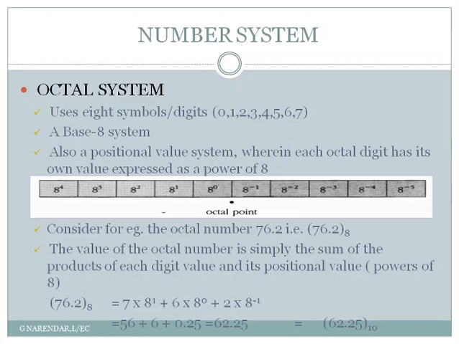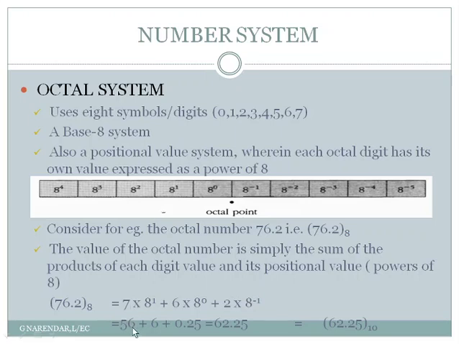So we'll move to the digits on the left side of the octal point. The first digit is 6, and its position value is 8 power 0. So we'll multiply 6 with 8 power 0, and the next digit is 7, and its position value is 8 power 1. So we'll multiply 7 with 8 power 1, and after obtaining all these products, we'll sum them up.